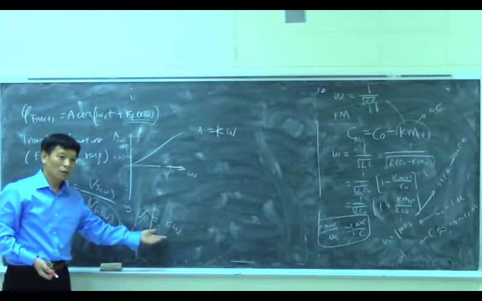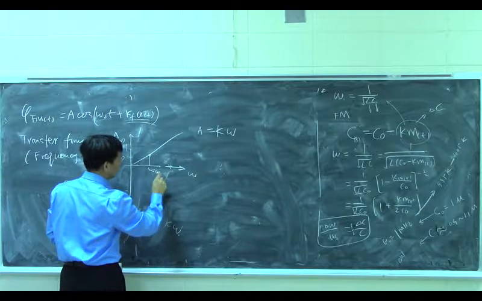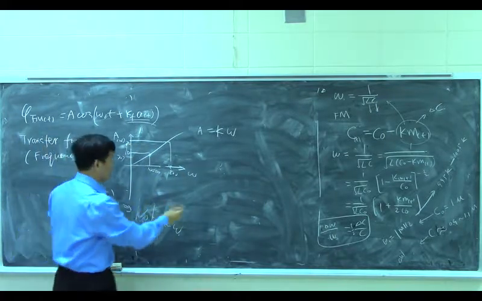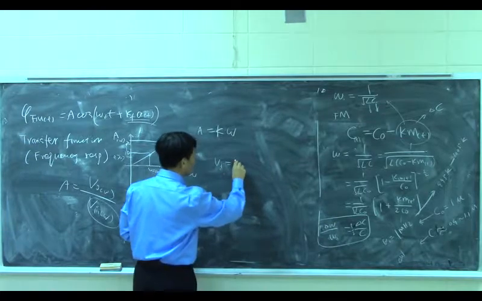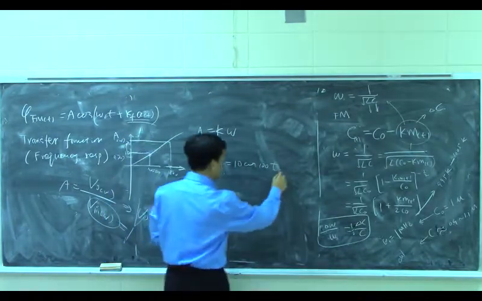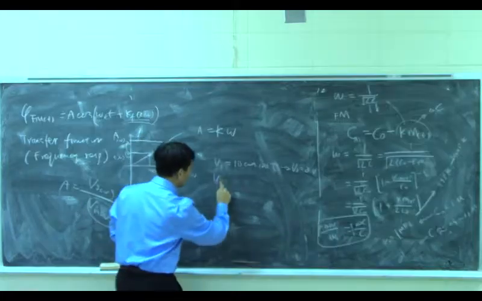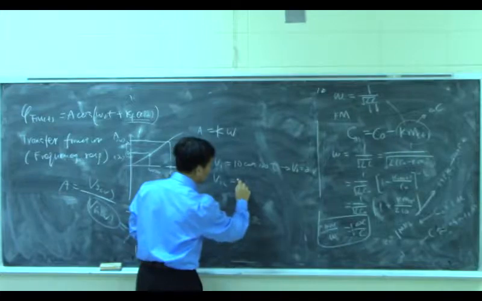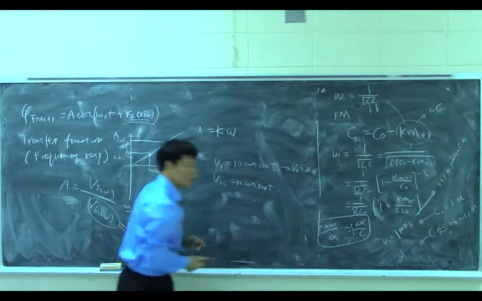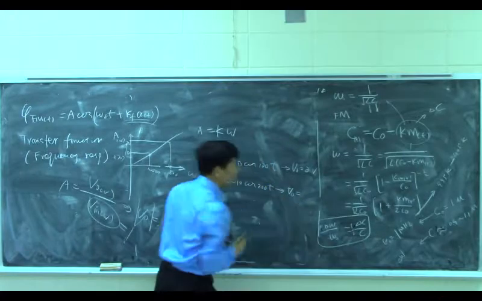So what does that mean? I'll give you a hint. Suppose omega equals 100 at this point, 200 at this one, and 10 and 20 at these. For an input with amplitude 10, cosine 100t, suppose the output equals 2 volts. Now we have another input with the same amplitude, cosine 200t. The frequency changes from 100 to 200. What is the output? 4, right?